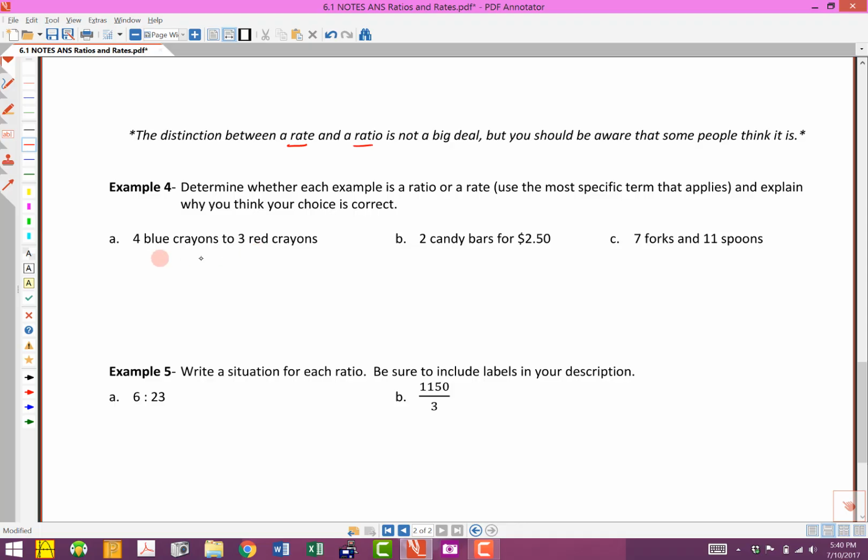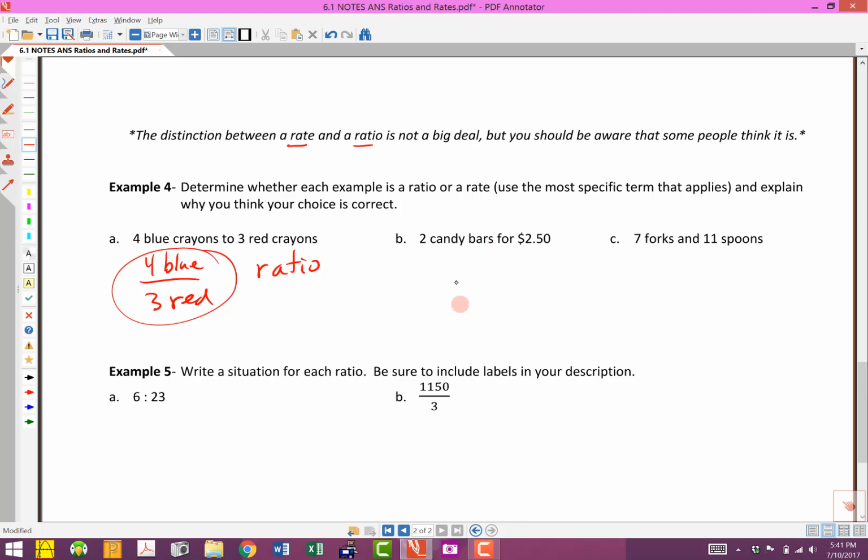So as we go through and we look at this one right here, this would be 4 blue to 3 red. And you can't reduce that at all, so I'm going to go ahead and circle that. And let's see, probably I would say the most specific name that we could use would be a ratio, because they're both crayons. They're the same type of thing.